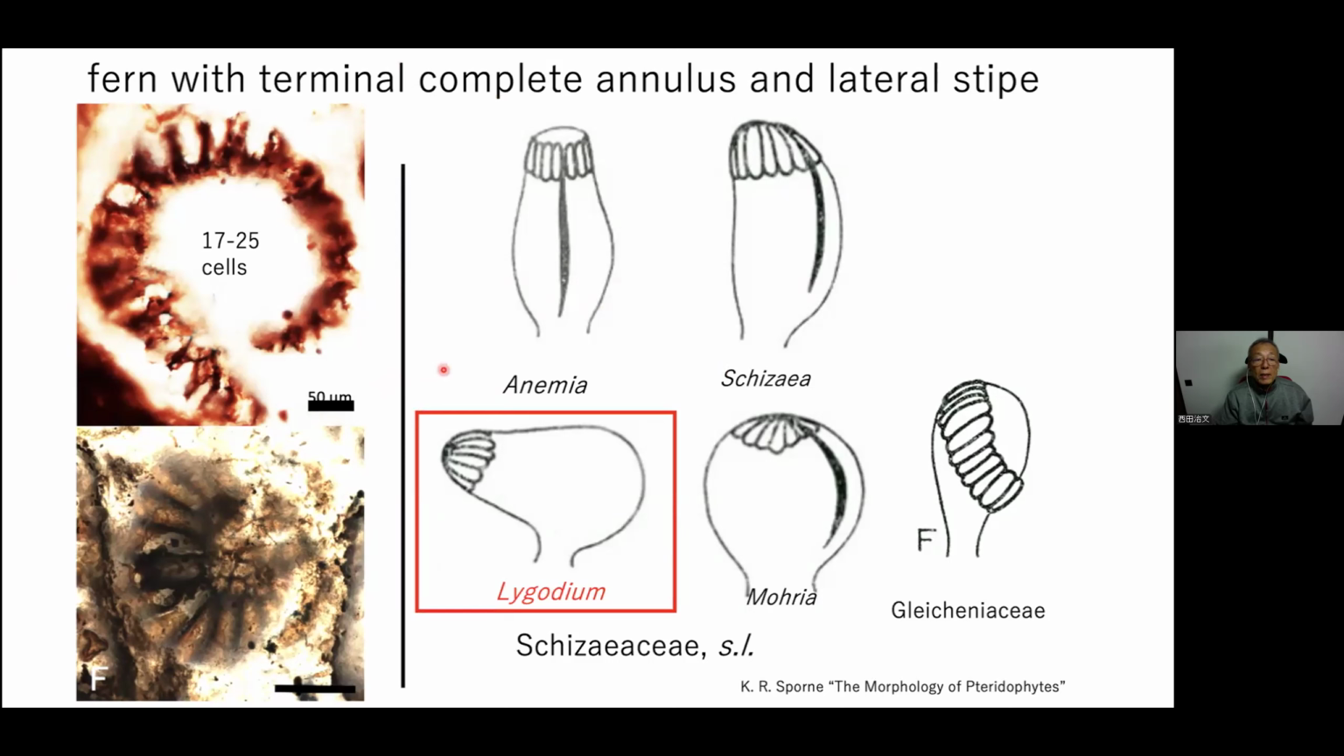And this one, the sporangium shape is lateral and similar to Lygodium. And the spores are also similar to the Lygodium type, but the Lygodium has an indusium for each sporangium, as I showed. But this fern doesn't have an indusium. So this one is typically different from Lygodium, but similar to Lygodium or Lygodiaceae.